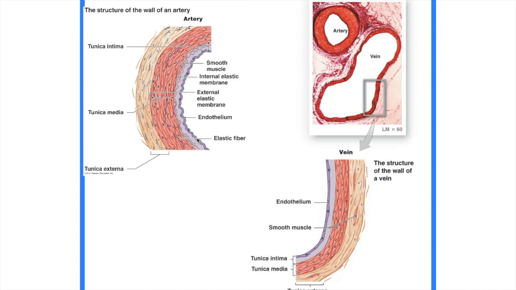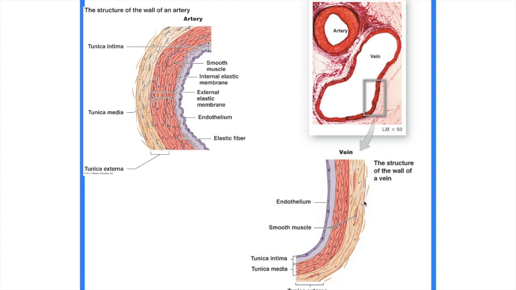The next layer is the tunica media, which contains smooth muscle, as you can see here in the artery and here in the vein. It contains smooth muscle for constricting or dilating the blood vessel, and this layer is much thicker in arteries. The pressure is much higher in arteries, that's why.